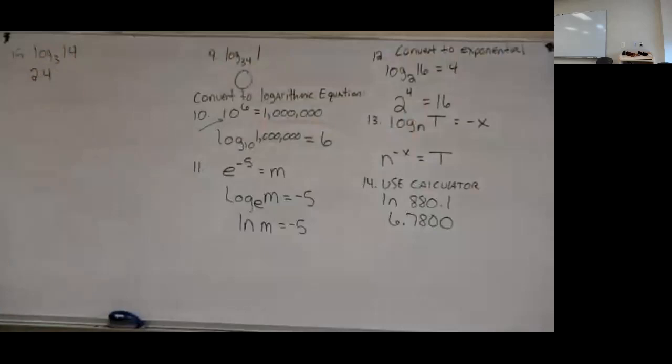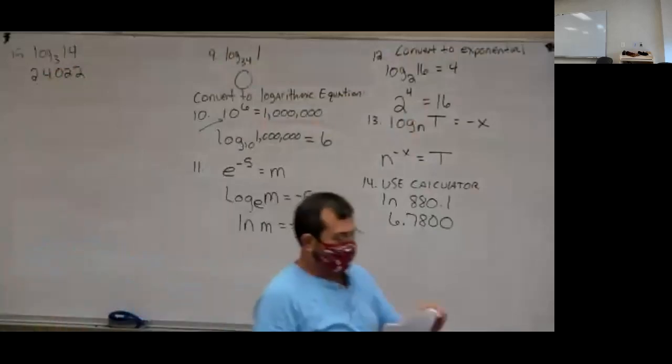What am I doing? 15. So what do you get? 2.4022? 4, yeah, 2.4022. Do you get that? Okay.